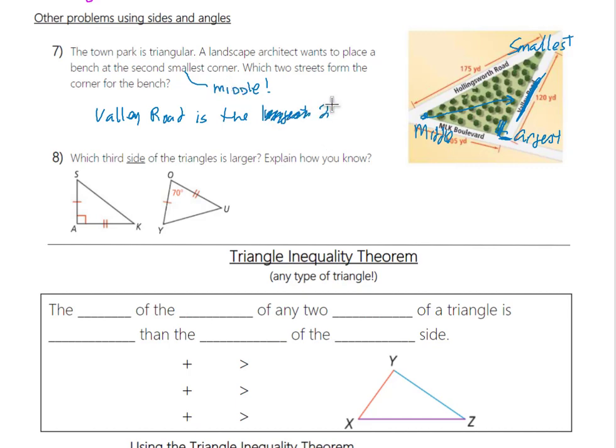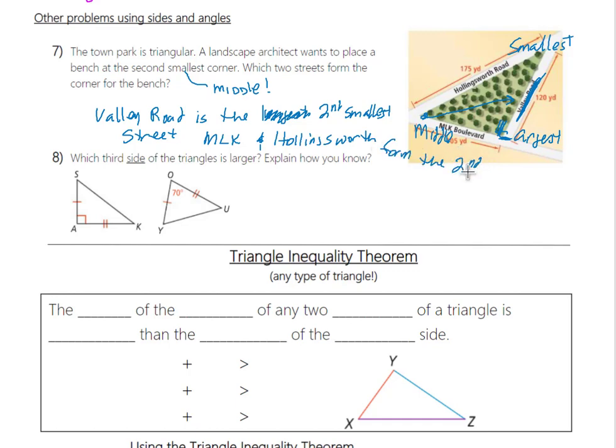We could also look at this and see that Valley Road is the second smallest size side, but for this one, they're wanting to know where the bench should go and the intersection of those angles, which is going to be MLK and Hollingsworth.